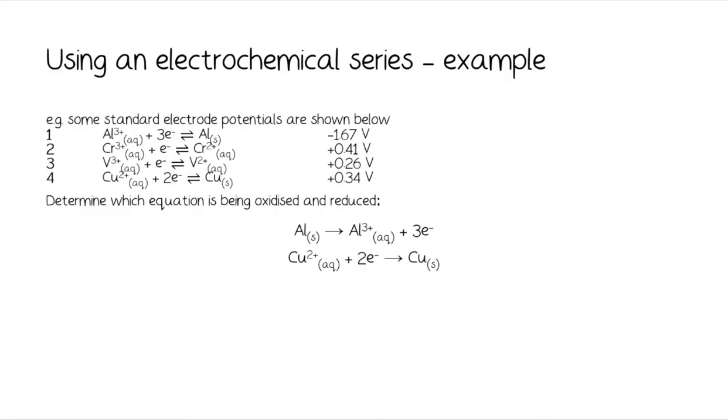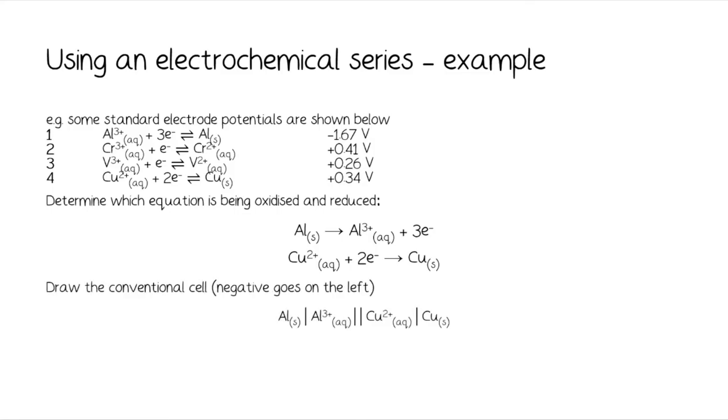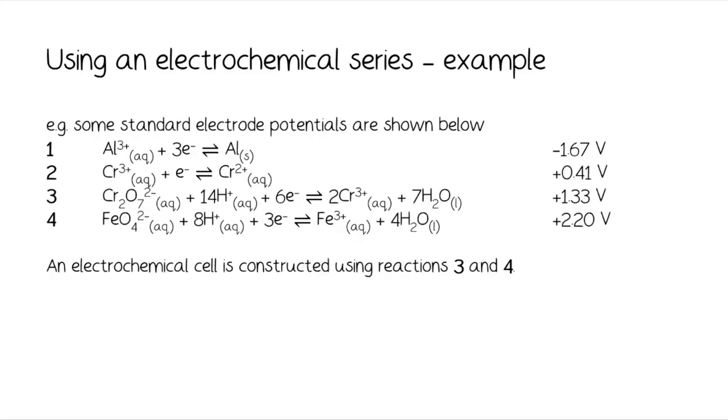Next, we draw the conventional cell. Remember that the negative goes on the left, so this is what it should look like. And remember, your reduced forms go on the outsides, and the oxidized forms go on the insides. And then you just calculate the EMF using the formula, E cell equals E reduced minus E oxidized, which should give you 2.01 volts.